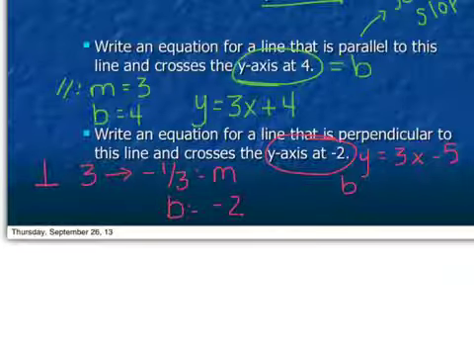So when I write my equation, it's going to end up being y equals m, which is negative 1/3, x plus b, which is minus 2. Okay, or you could write plus negative 2.